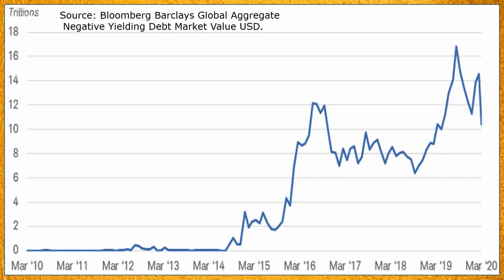Well, there are two factors. One is the market itself bidding up the prices of bonds, and the other is central banks purchasing bonds. And both of these factors have the effect of pushing yields down.